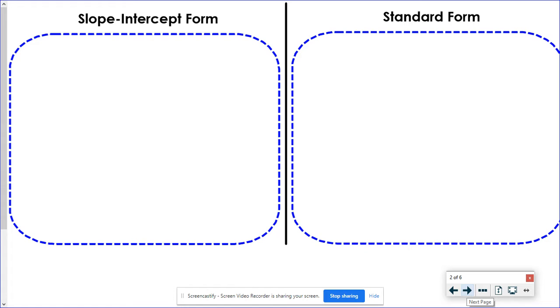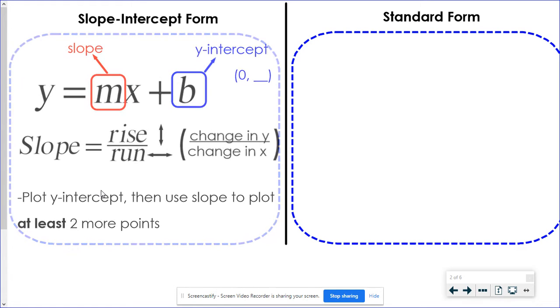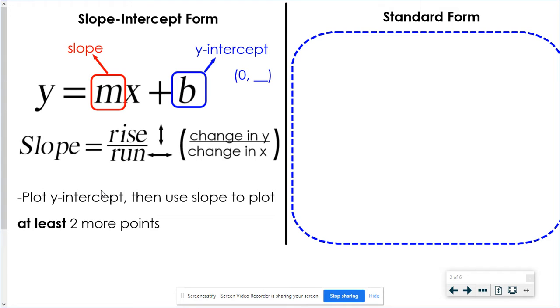So slope-intercept form, that's the one that we are probably the most familiar with. Not just because we just reviewed it yesterday, but also because we used it the most out of all the graphing stuff that we did. So slope-intercept form is y equals mx plus b. The m, you know, that stands for the slope. That's how our line is going to move. Might be going uphill or downhill. Might be really steep or really flat.